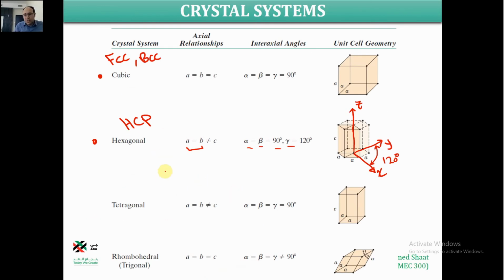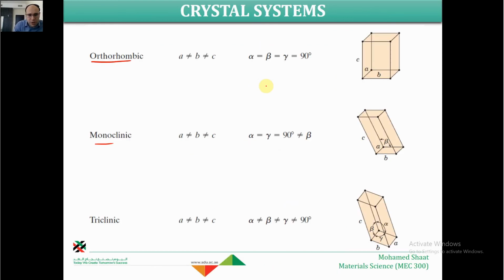In addition to these systems, we also have the tetragonal crystal system, which has A and B equal, but C different, and alpha, beta, and gamma all equal to 90 degrees. So it is very similar to the hexagonal, but the difference is this angle: there it is 120, here it is 90 degrees. And we have another type known as the trigonal or rhombohedral crystal system, which has A, B, and C equal, like the cubic crystal structure, but alpha, beta, and gamma are not 90 degrees. They are any other angle that is different from 90. If this is 90, it becomes the cubic crystal structure.